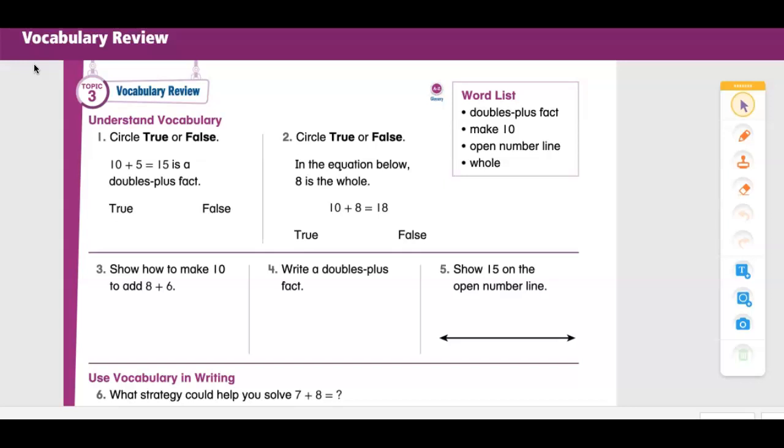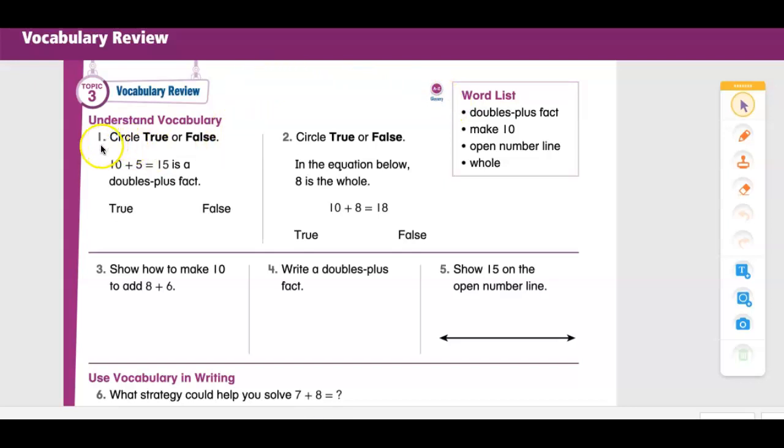Let's get started. Before we begin working on any of the problems, let's look at our word list. Our word list is located in this box on the right-hand side of the page. The word list contains vocabulary words such as doubles plus fact, make 10, open number line, and whole. As we work through each of these problems, we will see one of these vocabulary words. So let's get started, and then we'll talk about each of these words as we go.